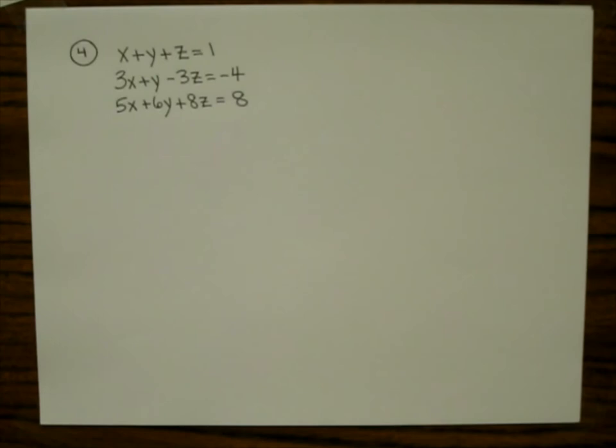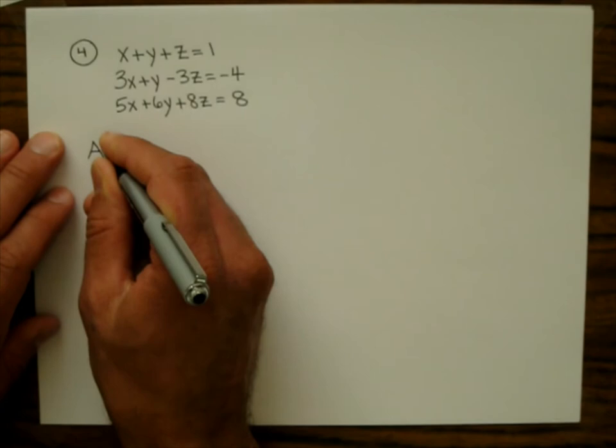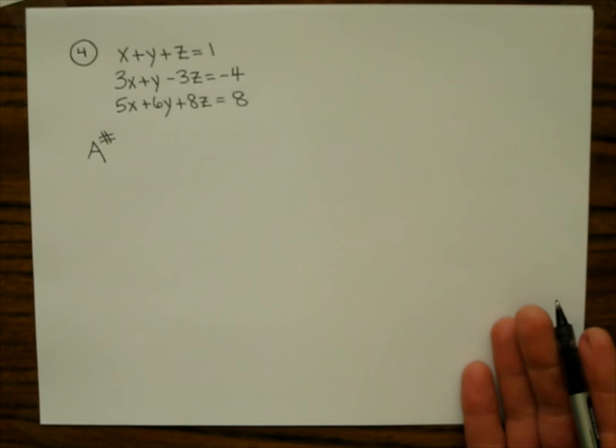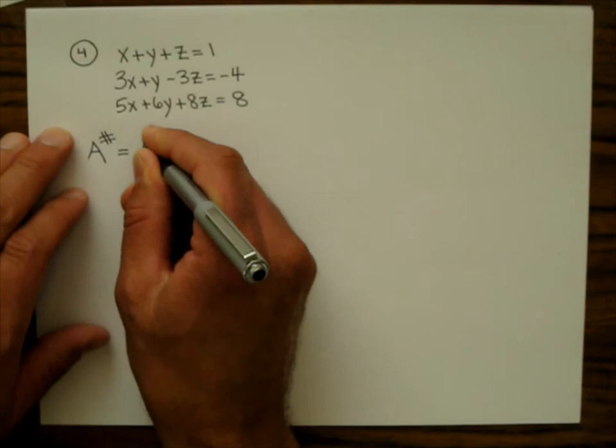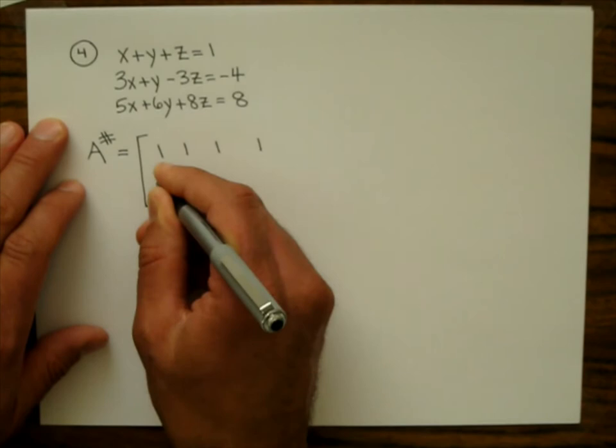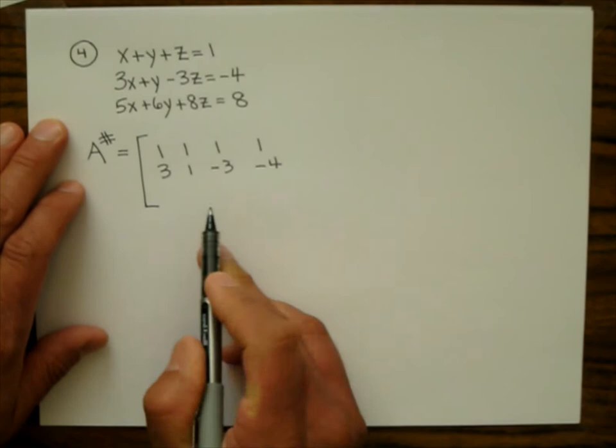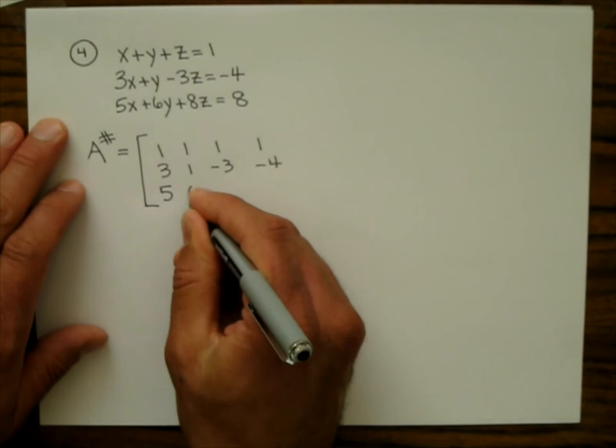I'm going to jump right to the augmented matrix, and I'm going to start doing row operations. Now, this is a good opportunity for you to pause the video right here to see if you can do this problem on your own. Okay, so A augmented happens to be 1, 1, 1, 1, 3, 1, negative 3, negative 4. If you're wondering where I'm getting those numbers, they're the coefficients up there. And then we have 5, 6, 8, 8.